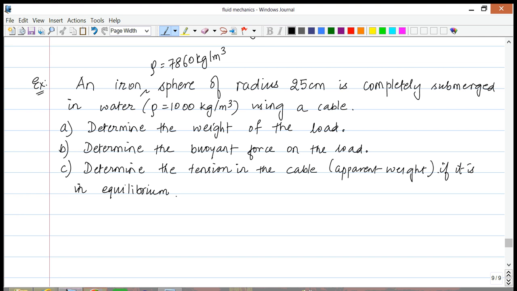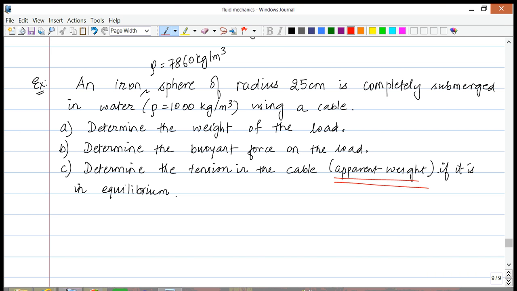First question is determine the weight, then determine the buoyant force, and then determine the tension. Now keep in mind that this tension is essentially something called the apparent weight. And this will make sense because the true weight would be the actual mass of the object times 9.8. However, once you submerge it in water, the net force with which it's trying to go down is going to change because the water is pushing it up. So it's going to feel lighter in water.